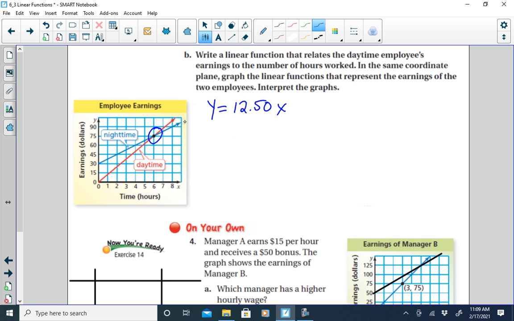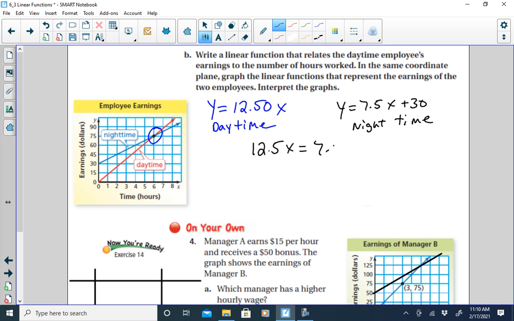Now, we can do that mathematically as well, right? Because we have the daytime employee here, the equation. On the previous page, we were given the nighttime employee's equation, y is equal to 7.5x plus 30. That was the nighttime employee. And we can do this mathematically by setting up a system where we'd have 12.5 times x is equal to 7.5x plus 30. We solve that equation, removing the variable with the smaller coefficient. So we want to subtract 7.5x from both sides of that equation. We wind up with 5x equal to 30. And when we divide both sides by 5, we wind up with x is equal to 6.